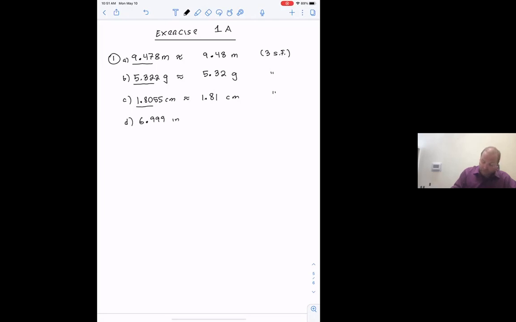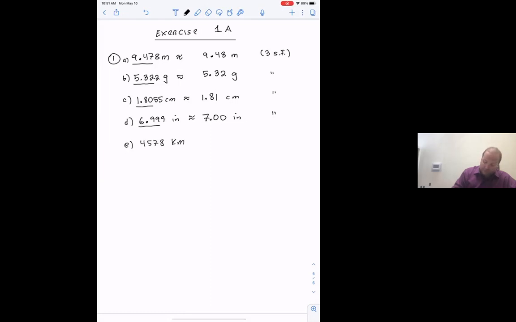D, 6.999 inches, 3 significant figures. So what do we round to? Well, we look at the number to the right, which is a 9, so it goes up. What is the next number that uses 3 significant figures and ends in the hundredth spot above 6.99? That would be 7.00. Notice how those 2 zeros are significant because they are trailing zeros after a decimal place.